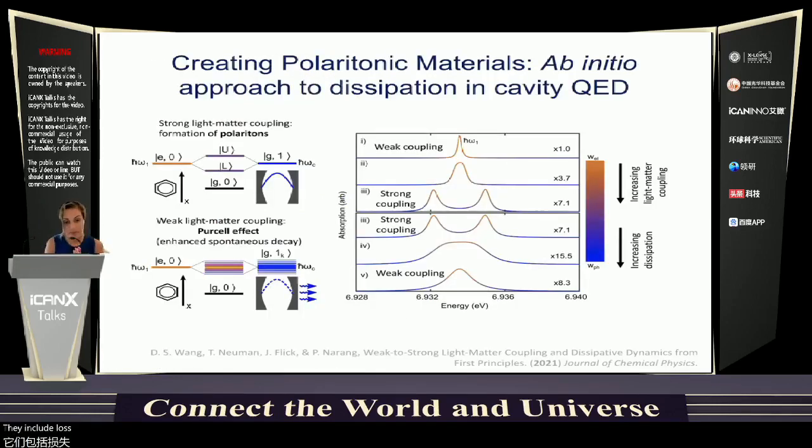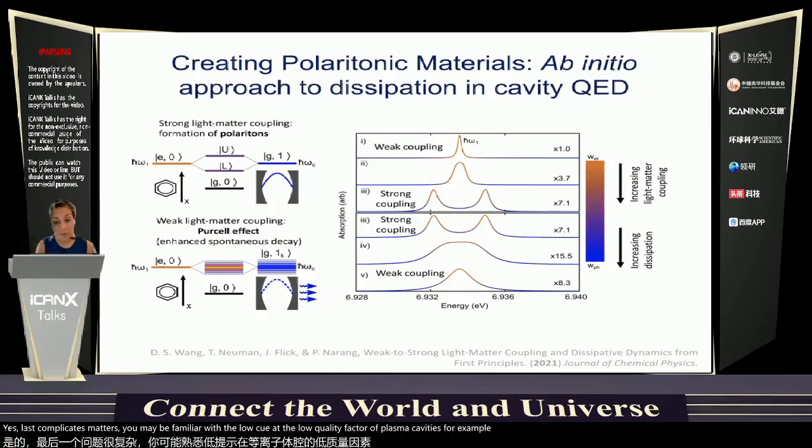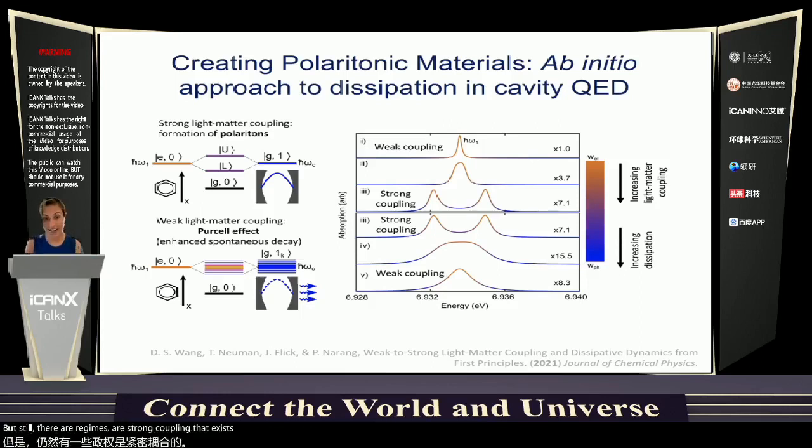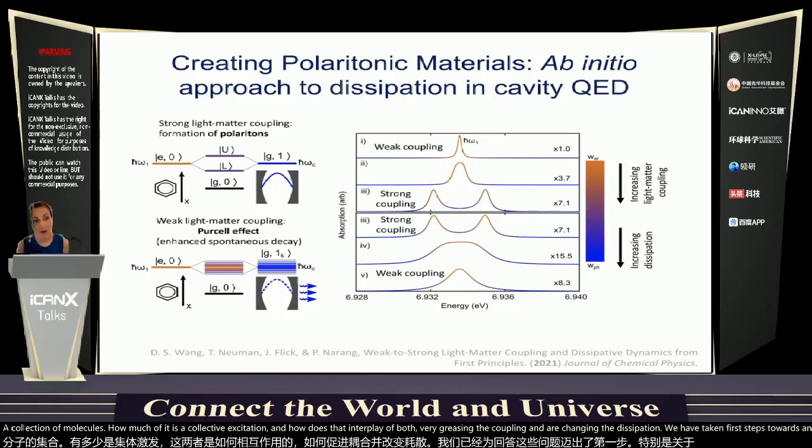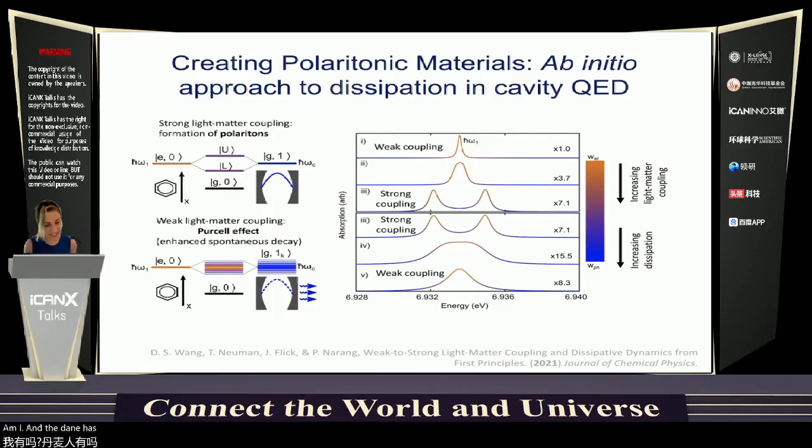We include loss. Yes, loss complicates matters. You might be familiar with the low Q, the low quality factor of plasmonic cavities, for example. But still, there are regimes of strong coupling that exist there. In particular, when you think about strong coupling of those to molecular systems, there is an interesting question there around coupling to single versus a collection of molecules, so how much of it is a collective excitation, and how does that interplay both with increasing the coupling and changing the dissipation. We have taken first steps towards answering those questions, in particular thinking about how the enhanced spontaneous decay changes with increasing the amount of loss, and what would be the spectral signatures of loss in such systems.